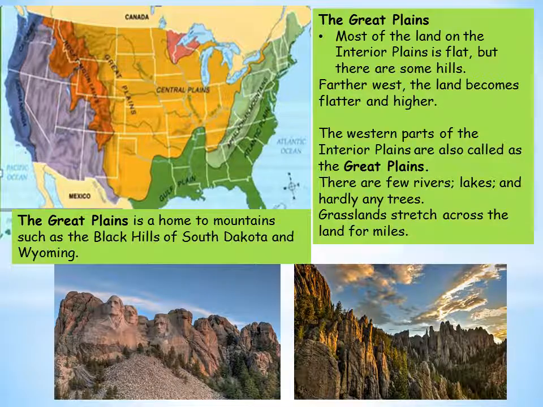Now let's move to the Great Plains. Most of the land on the interior plains is flat, but there are some hills. Farther west, the land becomes flatter and higher. The western part of the interior plains, grade 4, is also called the Great Plains. You can find there a few rivers, lakes, and hardly any trees. Could you imagine that place? The grasslands stretch across the land for miles. The Great Plains is also home to mountains such as the Black Hills of South Dakota and Wyoming.